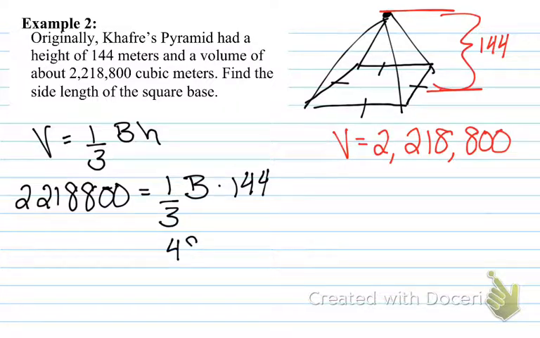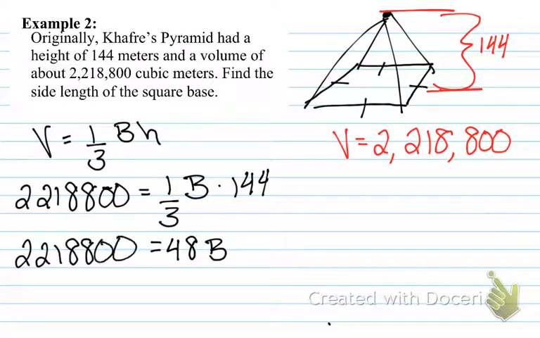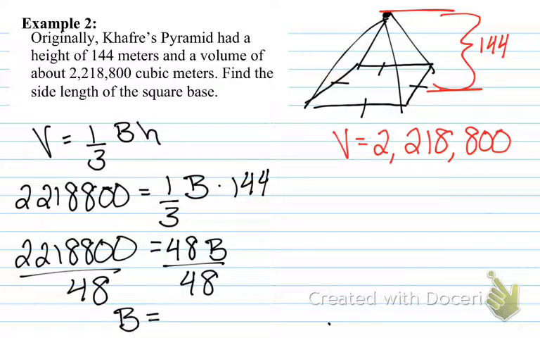So we have 48B equals this thing. Divide both sides by the 48. Okay, so 218,800 divided by 48. I got big B equals 4,625. But that's the area of that base.